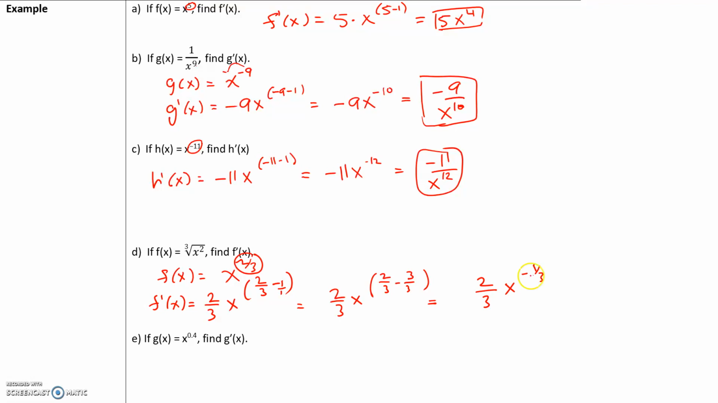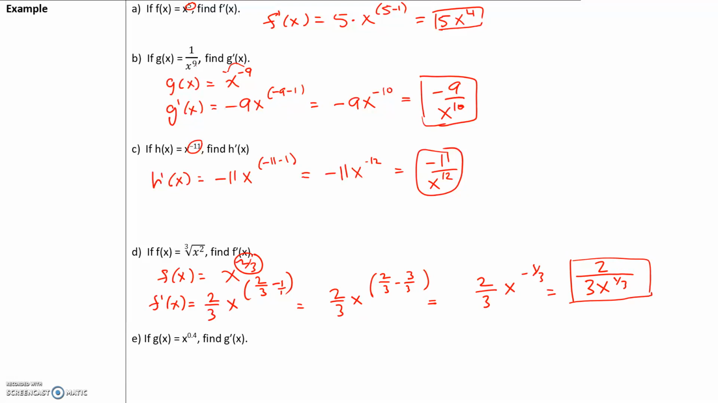We need to rewrite this using only positive exponents, so the x to the negative 1/3 is moved to the denominator. So in the numerator, we have a 2. The denominator already had a 3. When the x to the negative moves to the denominator, the exponent becomes positive. So our final answer is going to be 2 divided by 3x to the 1/3 power.